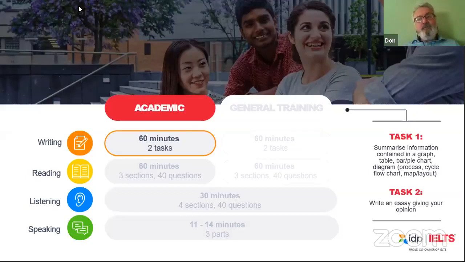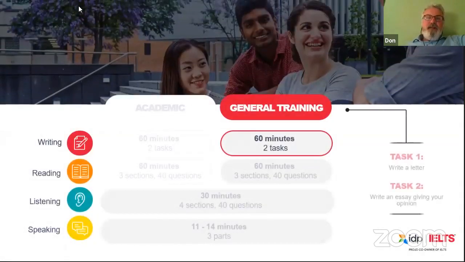Task two is the most important part of writing. It's twice the marks of task one. And here you have to give your opinion about something. You are given a statement, and then you are asked, do you agree? Or you are asked to discuss this statement. You are asked to give reasons for this. You are asked to present solutions. We will look at some good examples later on.